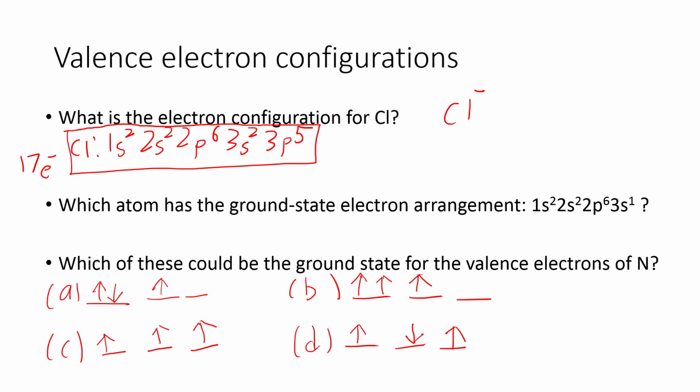So let's try going in the reverse direction. Which atom has the ground state electron arrangement 1s2, 2s2, 2p6, 3s1? First to note, the term ground state is only given to say that it's not excited and you don't have electrons in some different energy level than they normally would be. So that's the electron configurations we were learning in class. We weren't worried about what if one electron is temporarily somewhere different than normal.